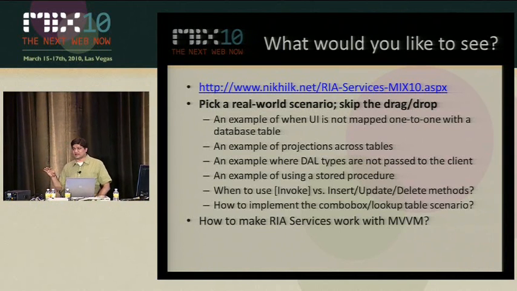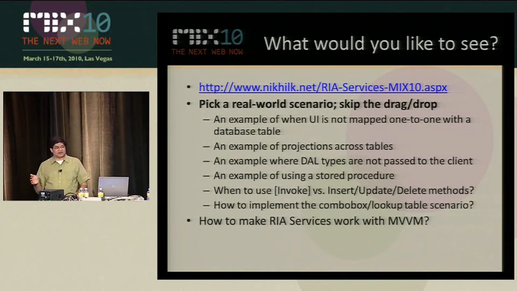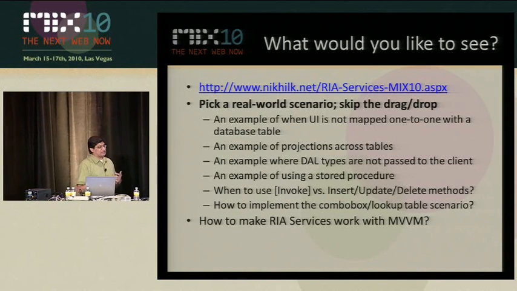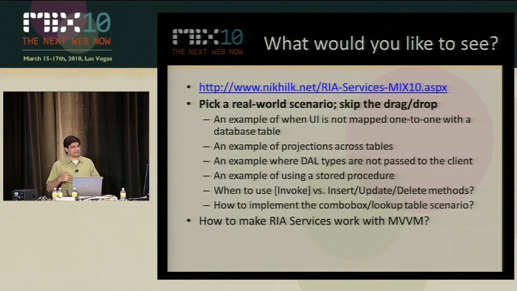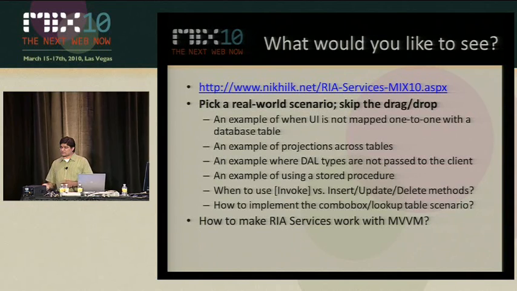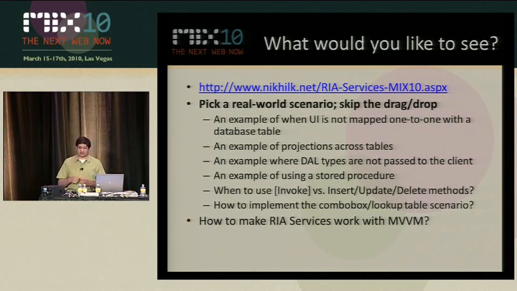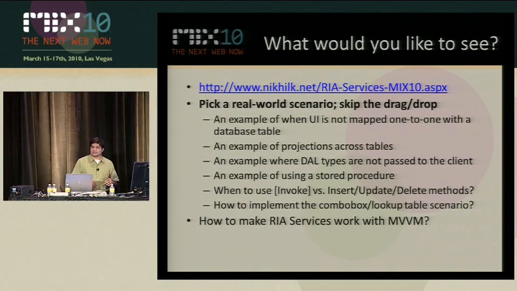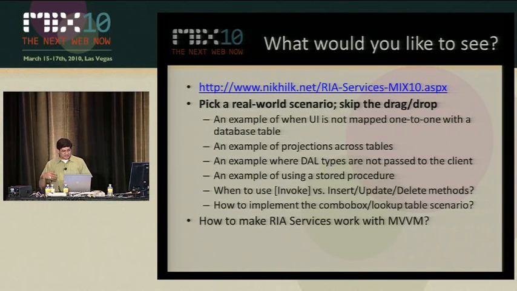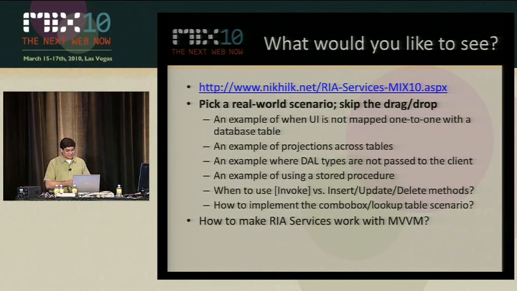But more interestingly, there are some specific things that people were looking for. How do you create an application where the UI is not mapped to a single table? How do you do projections? How do you pass a different set of types to the client rather than the DAL types directly? How do you use stored procs? How do you use invoke? You'll see in a moment what I mean by invoke, as opposed to CRUD operations. Some very specific things, like how do I implement a lookup combo box, came up. And another theme was how do I use RIA Services with ViewModel. So I'll try to cover some of these.